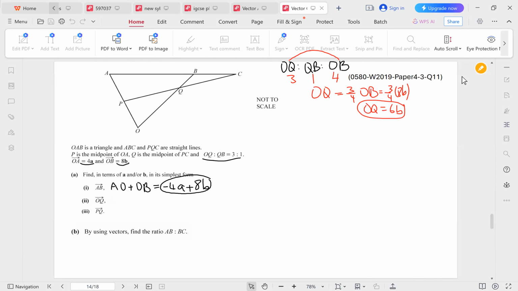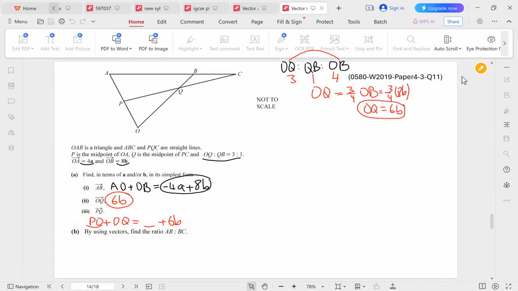Let's write that down as the final answer here. Finally, we want to get PQ. So PQ is PO plus OQ. We already know OQ, so something plus 6B. This something is the PO. So let's try to get PO.